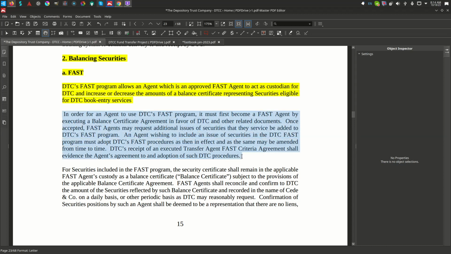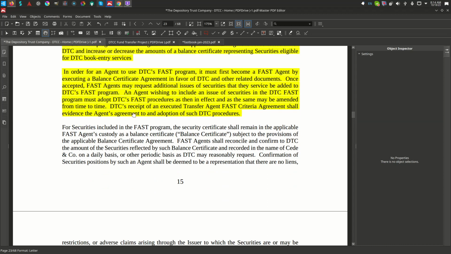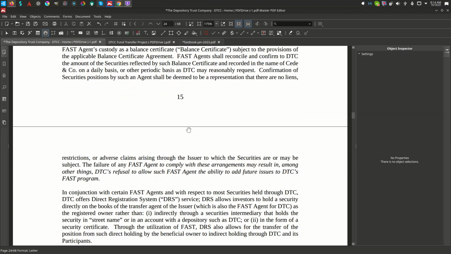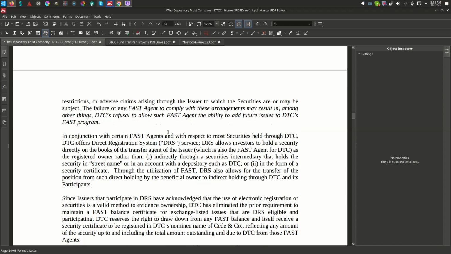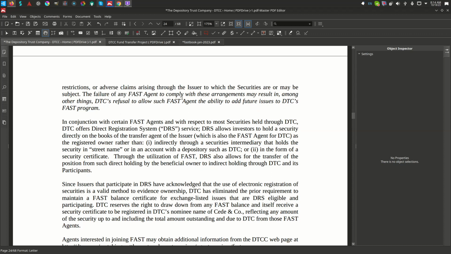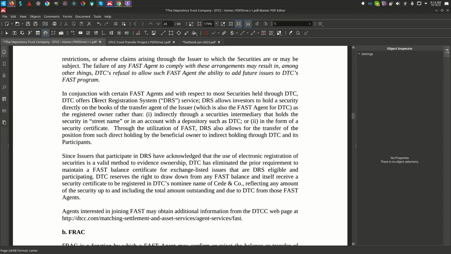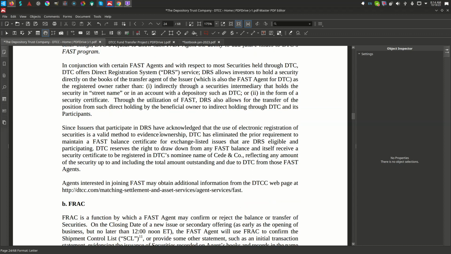Sounds like a good place to be for me. For securities included in the FAST program, the security certificate shall remain in the applicable FAST agent's custody as a balance certificate. Balance certificate. Sounds like a pretty good place to be for me. So I'm reading the failure for any agent in conjunction with certain FAST agents, the direct registry, the DRS. I'm reading.